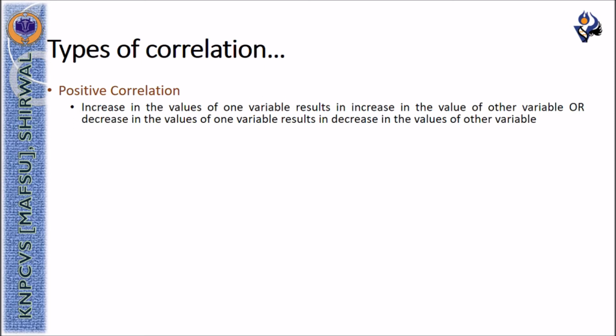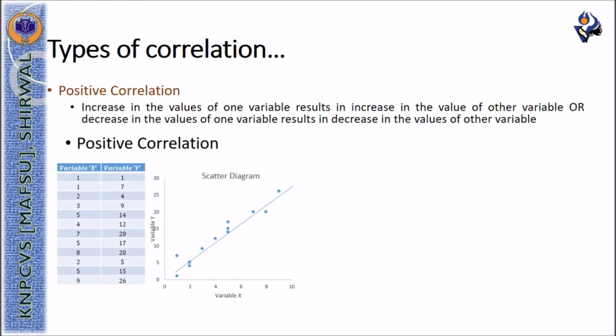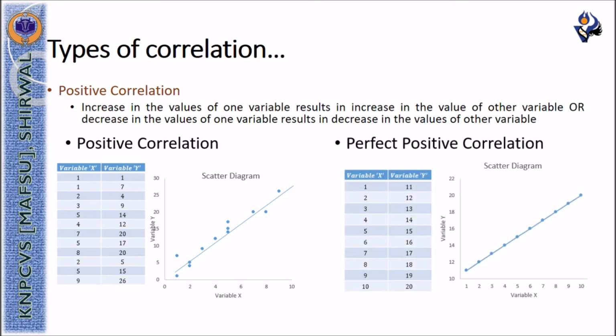An increase in the value of one variable resulting in an increase in the value of the other variable, or a decrease in the value of one variable resulting in a decrease in the value of the other variable, denotes positive correlation. Here we can observe positive correlation and perfect positive correlation with the help of a scatter diagram.